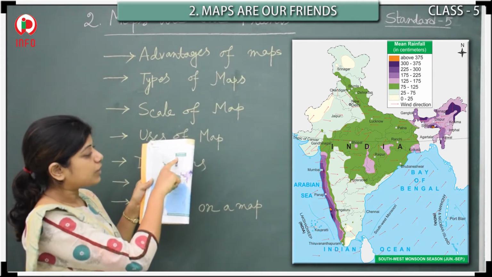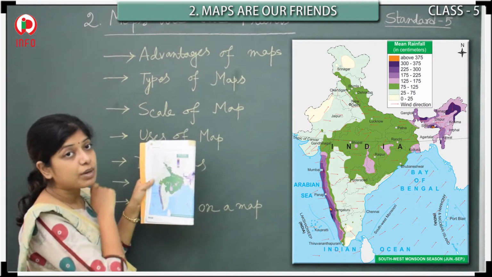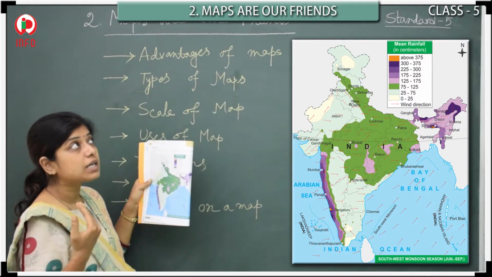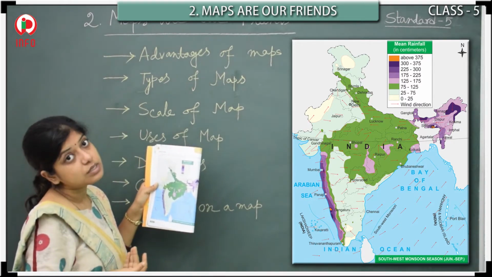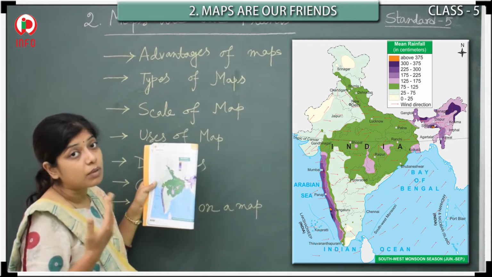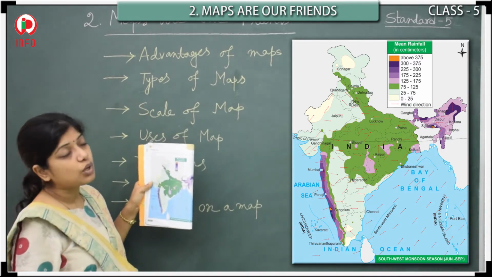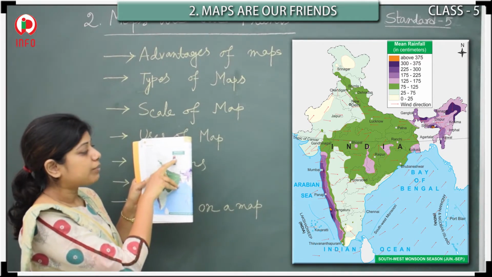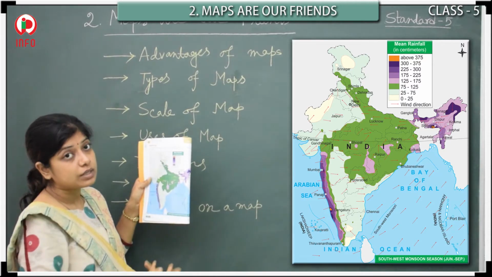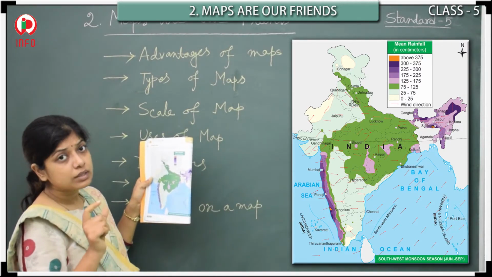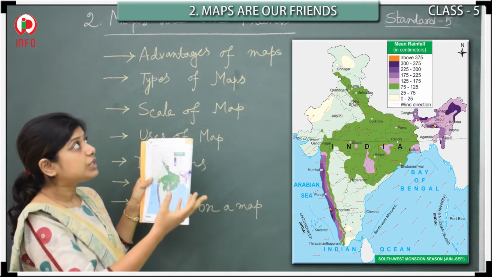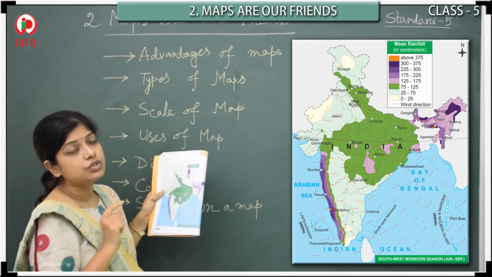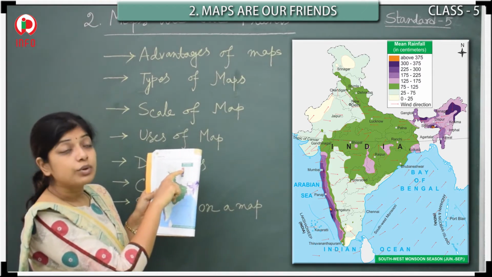So the first one, see here, what is this color representing? The rainfall above 375 centimeters. Yes, very high. The amount of rainfall is very huge. Next, this color will represent 300 to 375 rainfall. The regions in which this kind of rainfall happens should be colored with this.